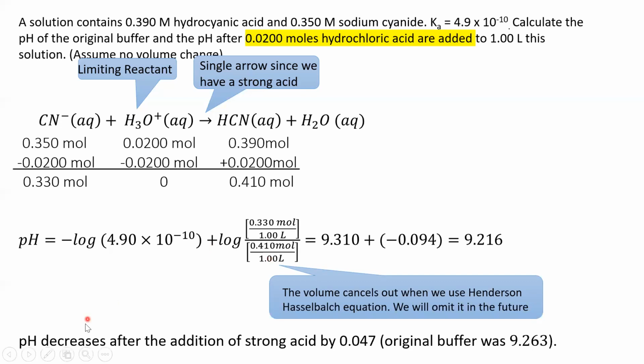So again, the pH decreased when we added the acid, but it only decreased by 0.047. It was 9.263. Now it's 9.216. So buffer solutions resist large changes in pH by either consuming the acid or the base that's added to them.